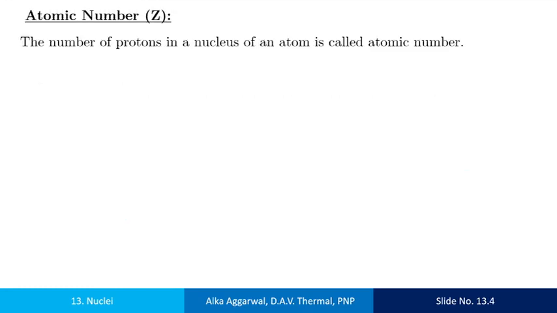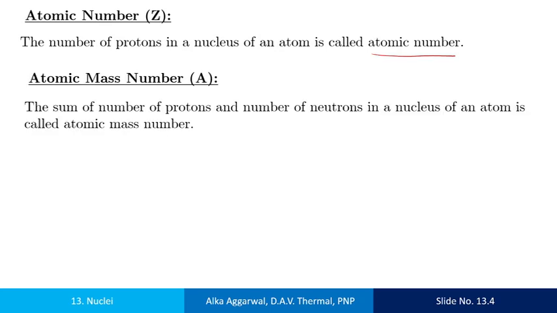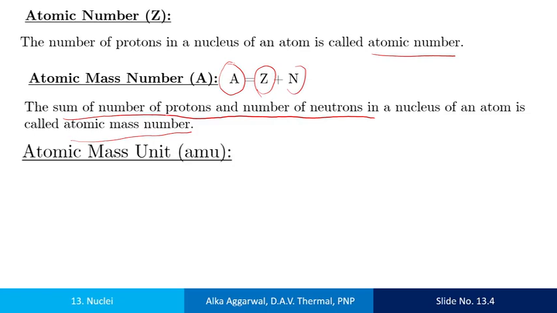The number of protons within a nucleus is called its atomic number. Atomic mass number is the number of nucleons present in the nucleus, that is the sum of the protons and the neutrons. Mass number is represented by A, Z is the number of protons, N is the number of neutrons.